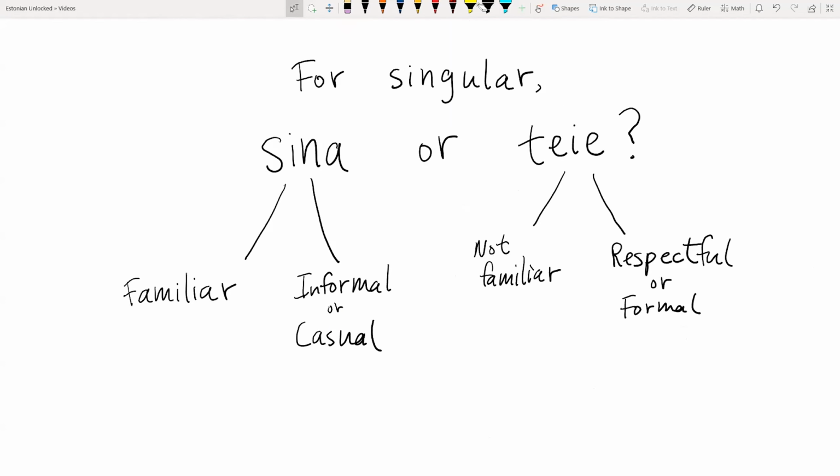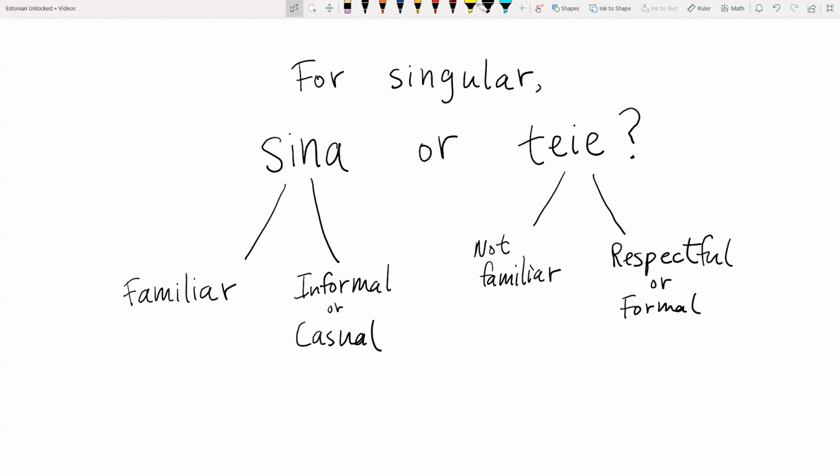So how do you know if you want to use sina or teie when you're speaking in the singular? Again, sina is used for familiar and informal or casual settings. This might mean you're talking to a best friend or a family member, or even just a person who's younger than you, like a little kid.